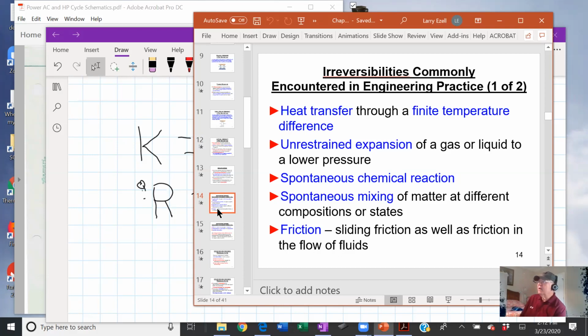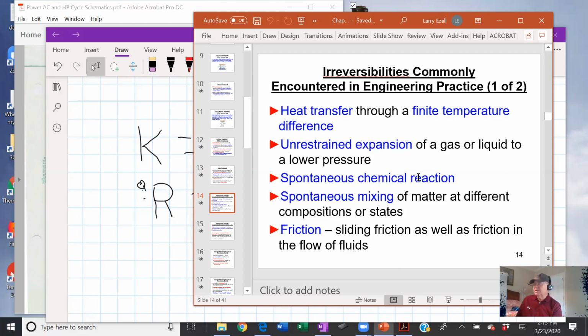But because of heat transfer to the surroundings from the cylinder, and because of friction inside the piston, I can keep doing it, but I lose a little energy every time. Those losses are due to irreversibilities. And that's mainly heat transfer through a finite temperature difference and the unrestrained expansion of the gas from a higher pressure to a lower pressure. You just can't do those two without losing some energy.